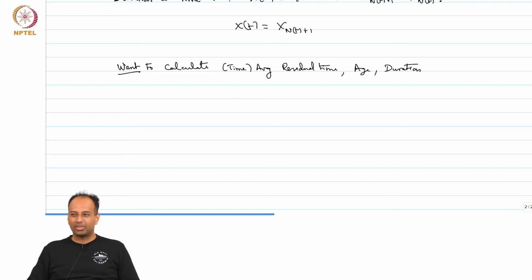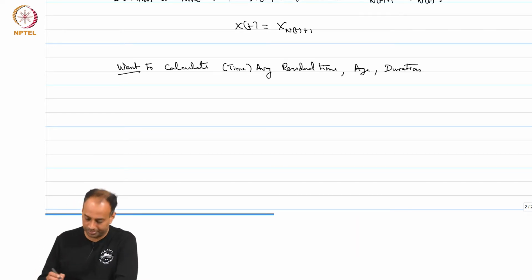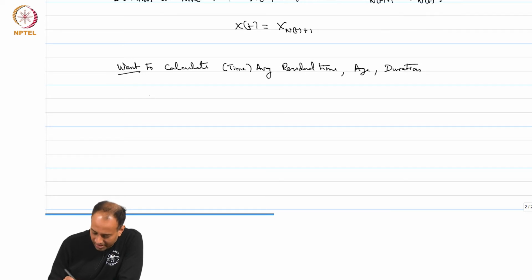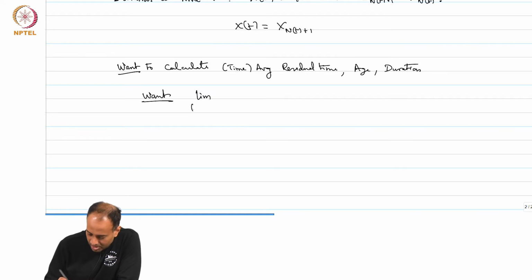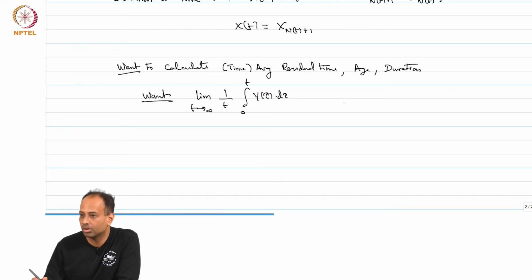What is the time average of some function? If I give you some function f of t, what is its time average? Integrate it, 1 over t, and let time go to infinity, that is what we will do. So, really what we want to calculate is the limit t tending to infinity 1 over t integral 0 to t y tau d tau. Why did I write tau here? Because I have t outside, I do not want the same variable, right.